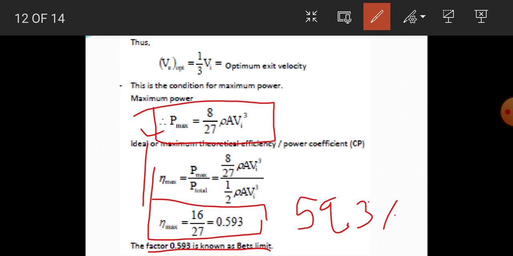In the next lecture we will see forces on blades and thrust on the turbine, and we will see some numericals.